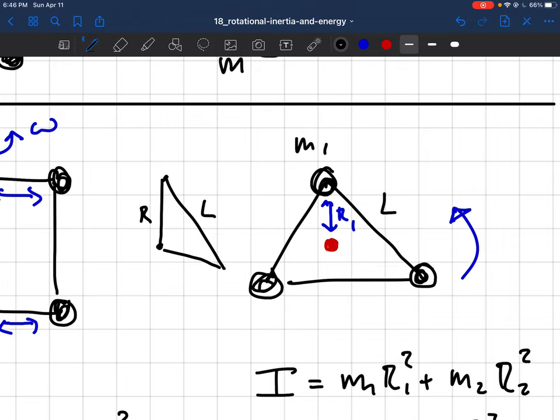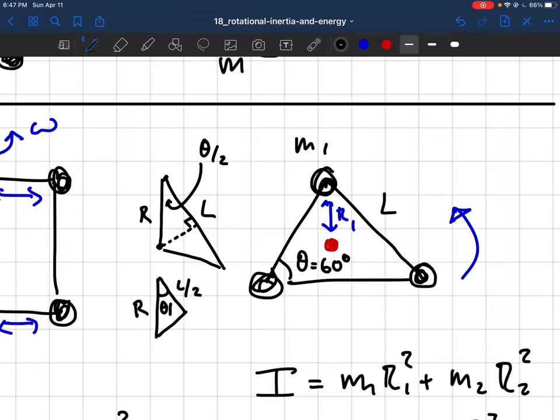And I could make a right triangle out of it like this. And then this I could call theta over 2. So in this picture, I have theta for each of these angles equal to 60 degrees. So it looks to me like I have a right triangle with one side L over 2, another side R, what I'm looking for, and an angle theta over 2.